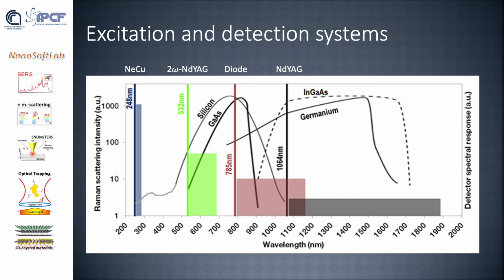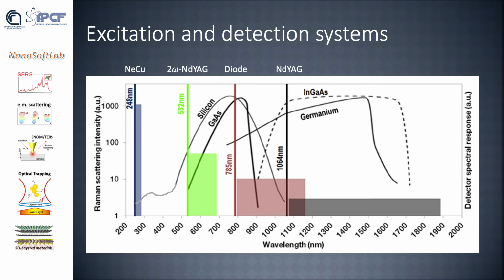This slide summarizes four of the most used laser wavelengths in Raman spectroscopy, namely 248 nanometers in the deep UV. This is a neon copper laser. 532 for the visible, this is a frequency-doubled neodymium YAG, 785, this is a typical laser diode, and 1064 nanometers neodymium YAG. And for each laser we see that we have detectors made of different materials.